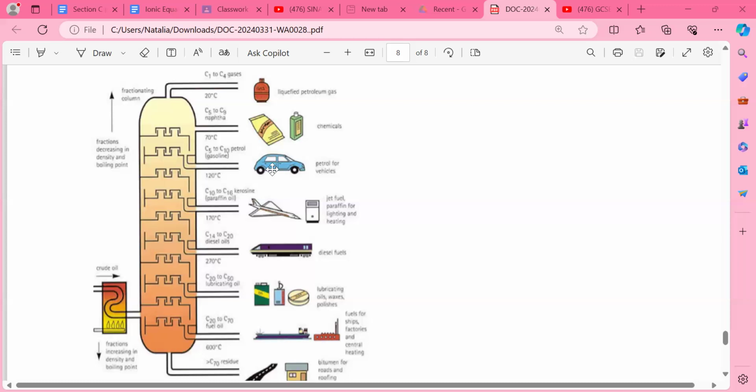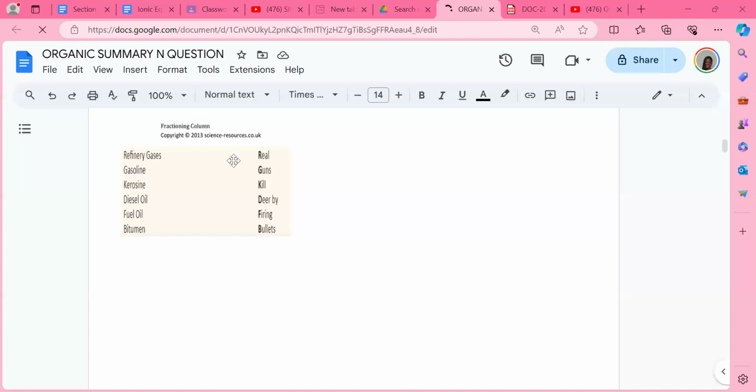Of crude oil. So we have, this doesn't have naphtha, so somewhere along the line, you'll have to remember where naphtha is. So this is an acronym we can use to remember our fractions of crude oil: Real guns kill deer by firing bullets, where R is refinery gases, G, gun, stands for gasoline, kerosene, kill, diesel oil, firing is fuel oil, and bitumen. So I give you a minute to write the acronym, as well as to record the uses of each fraction of crude oil. This is something that you must remember.